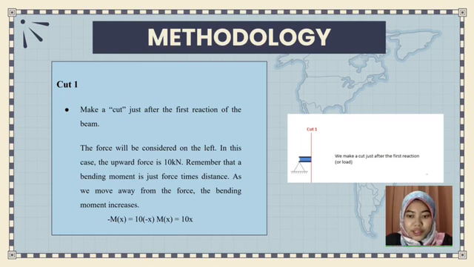As I mentioned before, we need to break the beam into segments. So this is the first cut. We need to make a cut just after the first reaction of the beam. The force will be considered on the left. In this case, the upward force is 10 kN. Remember that a bending moment is just force times distance. As we move away from the force, the bending moment increases. As you can see, this is the equation for the first cut.